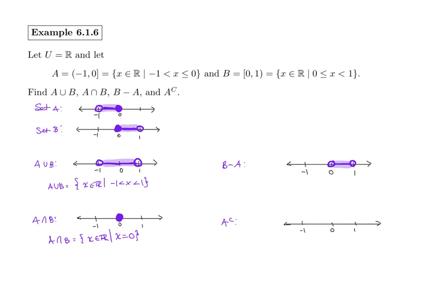So we're going to have an open circle at 0 and an open circle at 1, and it's still connected. So if we were to write this in set notation, we would say that B minus A, the difference of B and A, is the set where x is a real number such that 0 is less than x, which is also less than 1.